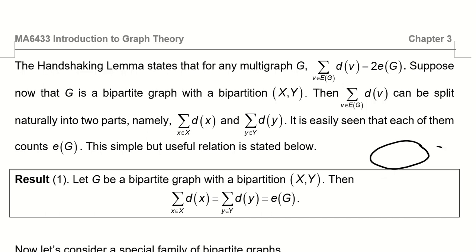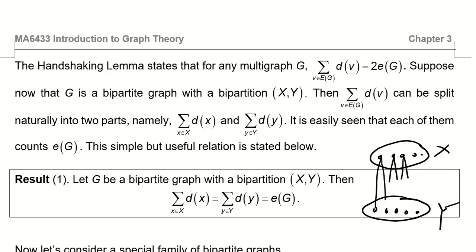So let's say this is X, this is Y. We already know that each edge must be incident to one end in X and one end in Y. It means that all the edges come from X to Y, and all the vertices in Y will receive edges from X. It means that the number of edges coming out from X will be equal to the number of edges coming out from Y. That's why we have this result, and it's exactly the number of edges in the graph G.